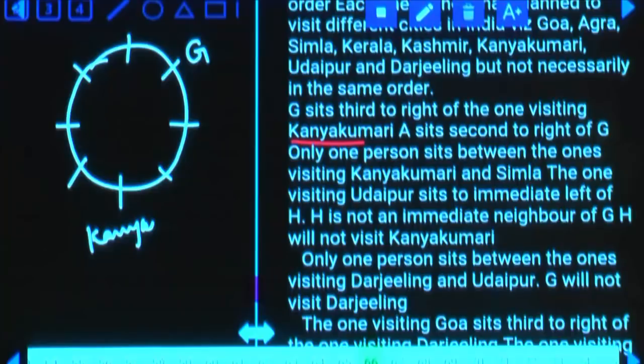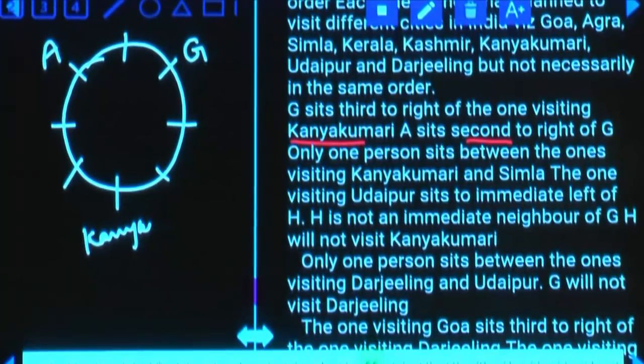And A sits second to the right of G. A is seated second to the right of G. Hence where should this A be? A must be here. Now these 3 persons are fixed: Kanyakumari, G and A.